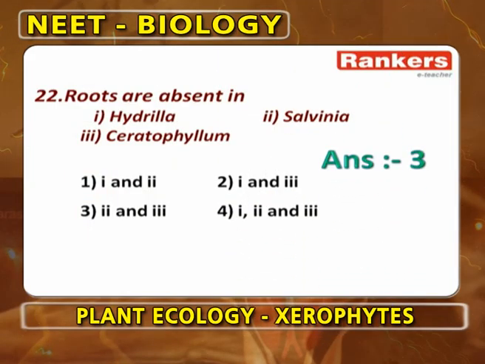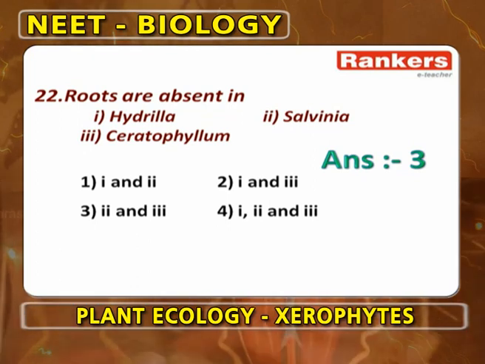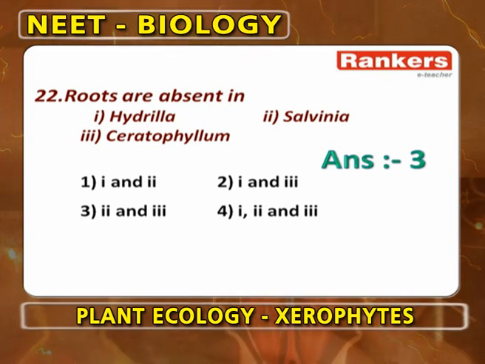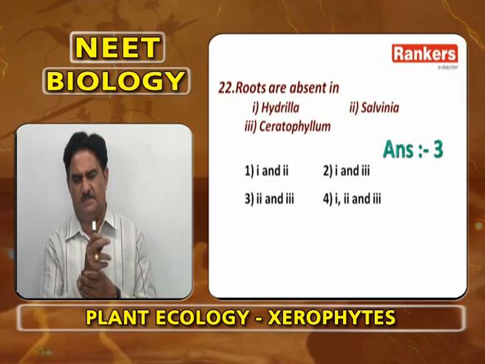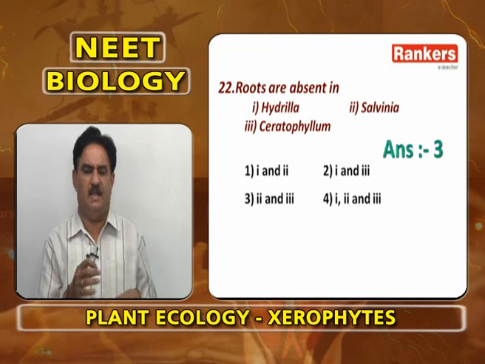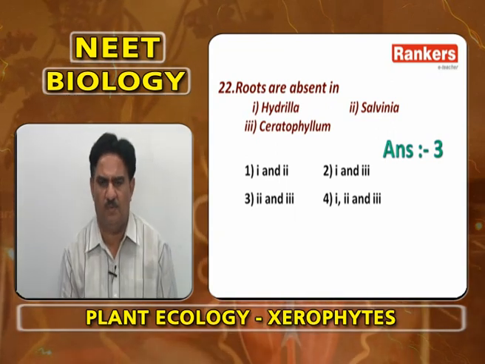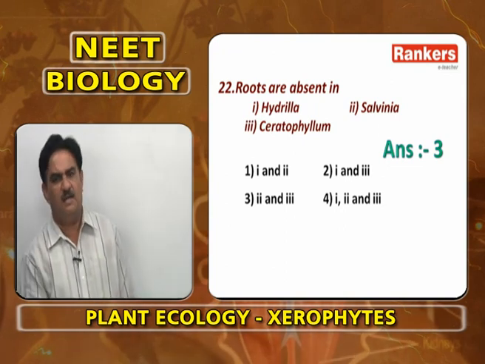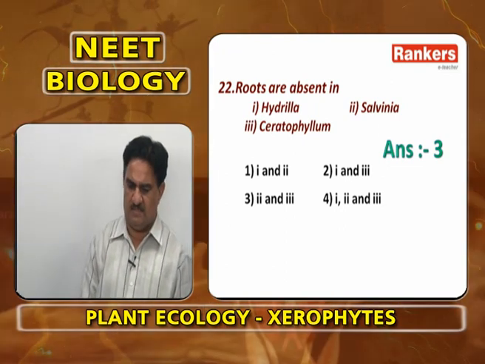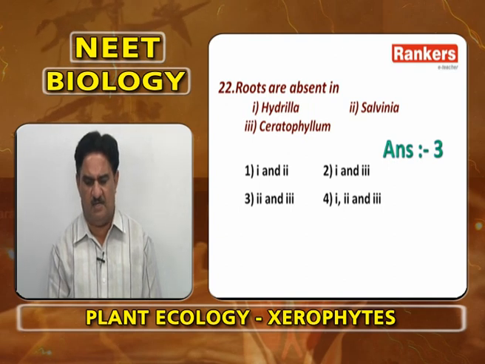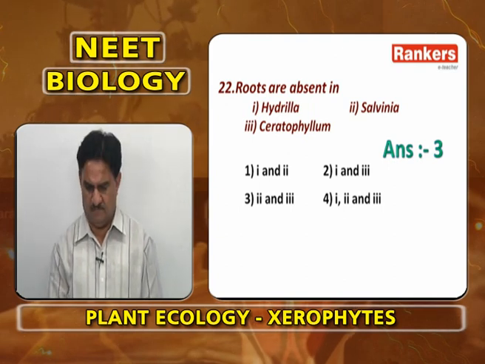Roots are completely absent in which plants? Hydrilla shows poorly developed roots. In any textbook it is given, and even in the plant very poorly developed roots are present. But Salvinia and Ceratophyllum, the root system is completely absent. In both these plants, the submerged leaves are dissected to form root-like structures. So, answer again 2 and 3, Salvinia and Ceratophyllum.